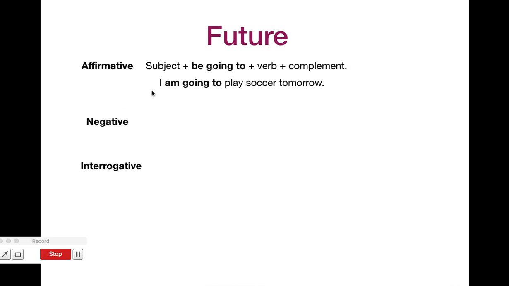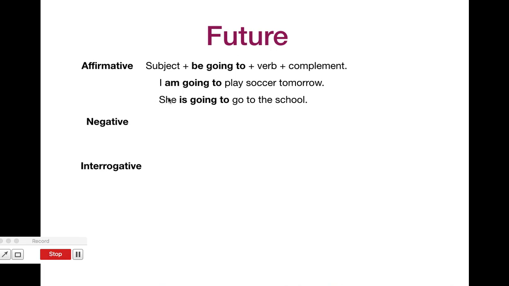For example, here, I'm going to play. This is the verb, and this going to is just a statement to speak in future. And here this is not be, right? Okay, this is not the word be. It is am. That is the verb be with I. Okay.